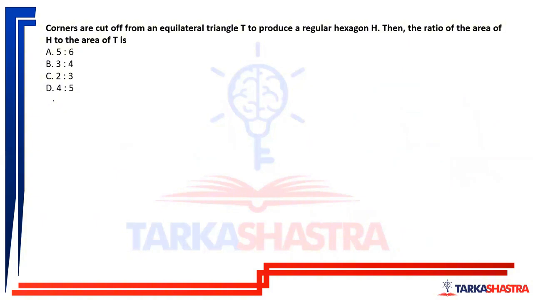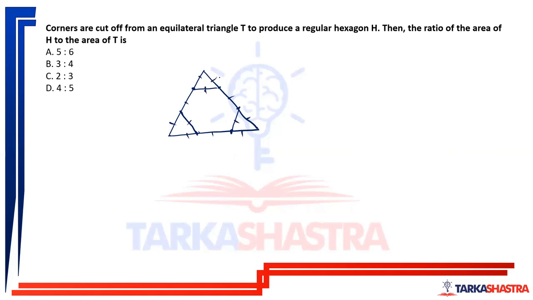Corners are cut off from an equilateral triangle T to produce a regular hexagon. So there is this equilateral triangle and its corners are cut off. So how will we be able to do it? If I divide it into 3 equal parts, and now this will be a regular hexagon. All of these sides will be equal.